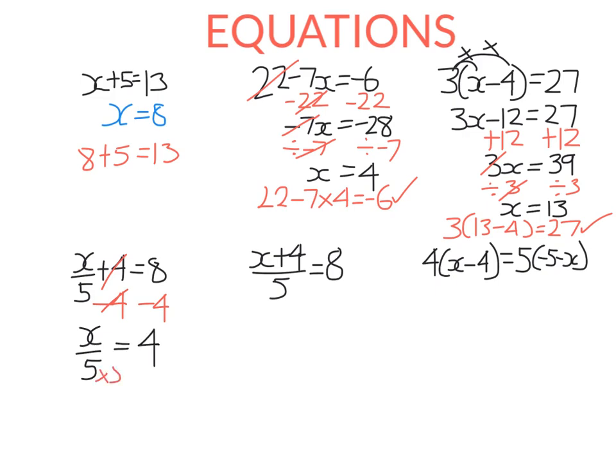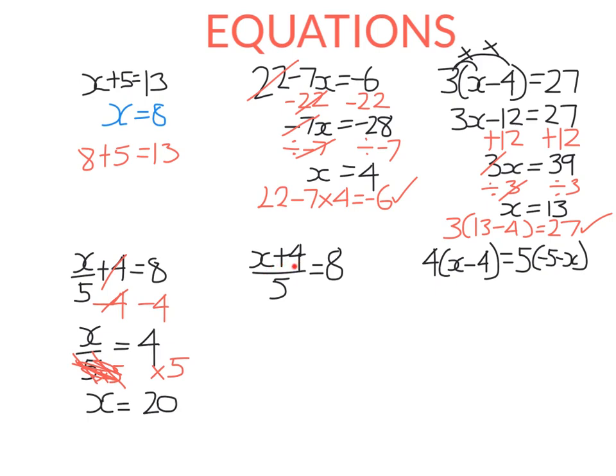The way you undo dividing by 5 is timesing by 5. So when I times by 5, divide 5 and times 5 undo each other. The denominator's just gone. I'm just left with x equals 4 times 5, which is 20. So I can check my answer as I did in the previous 3.